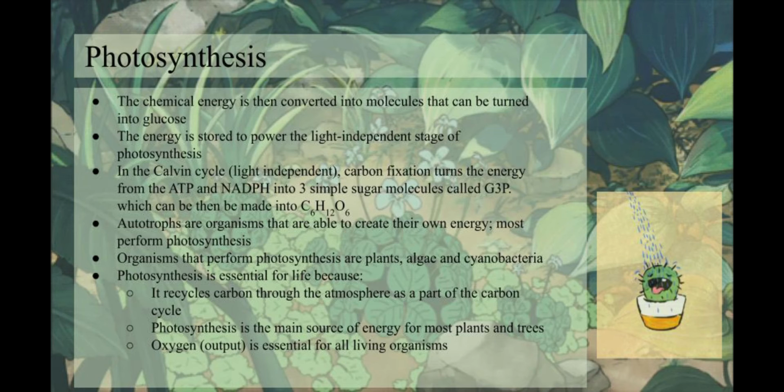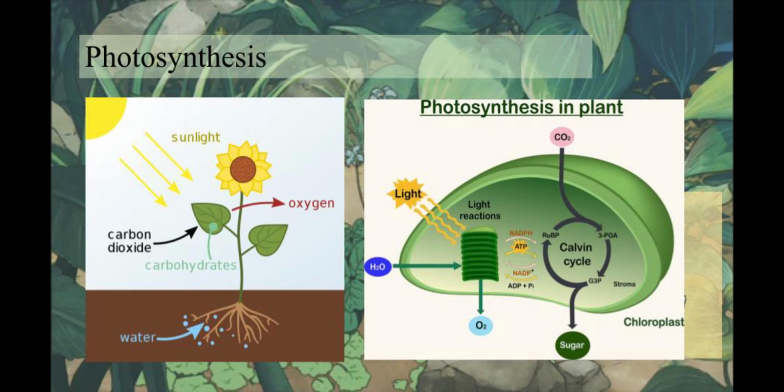Photosynthesis is essential for life for many reasons. It recycles carbon throughout the atmosphere as a part of the carbon cycle. Photosynthesis is also the main source of energy for most plants and trees. Oxygen, the output of photosynthesis, is essential for all living organisms.